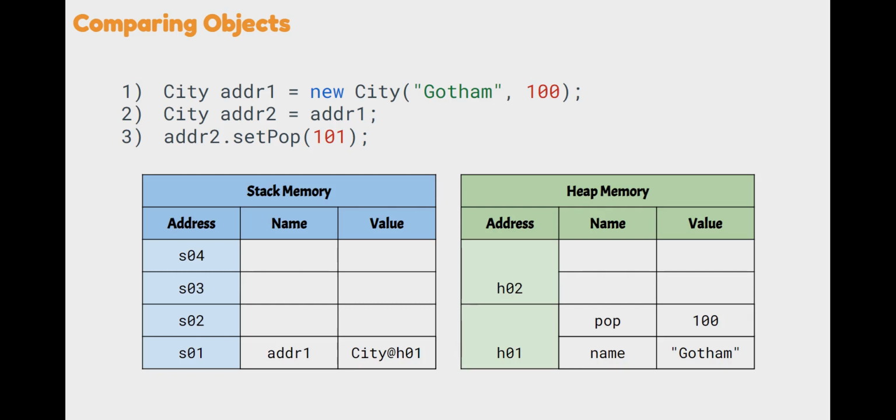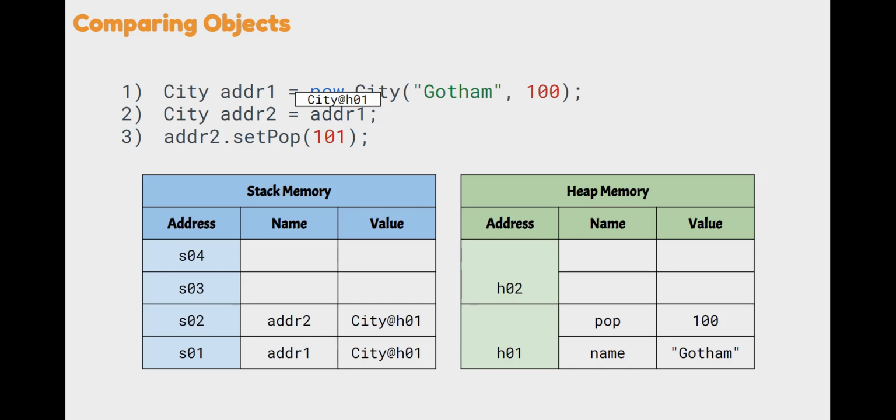If we look at address 1 in stack memory, it actually holds an address. It holds the value city at H01. We are not using the keyword new on the right-hand side, so we are not reserving any space in heap memory. We are not calling the constructor, so we are not moving in any values into heap memory. The only thing that happens is that address 2 gets created in stack memory, and it holds a reference to the city at H01. Both of these are pointing to the same city in heap memory.